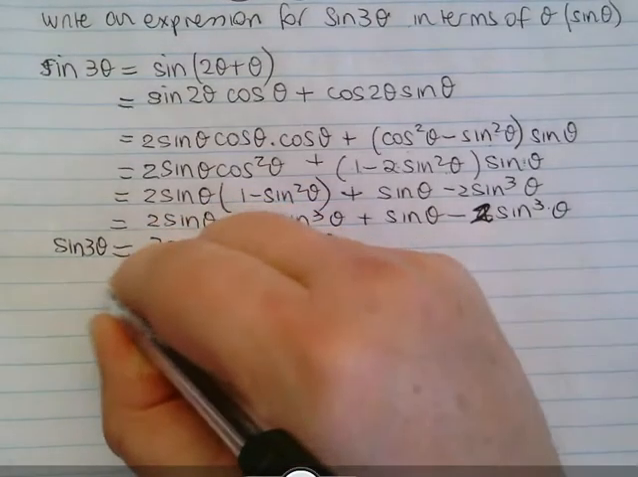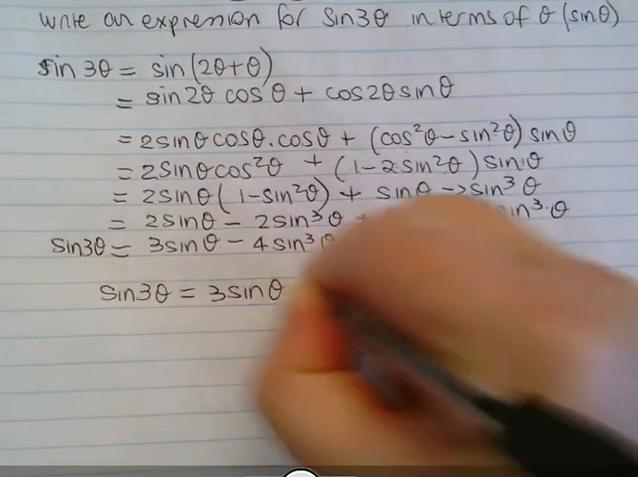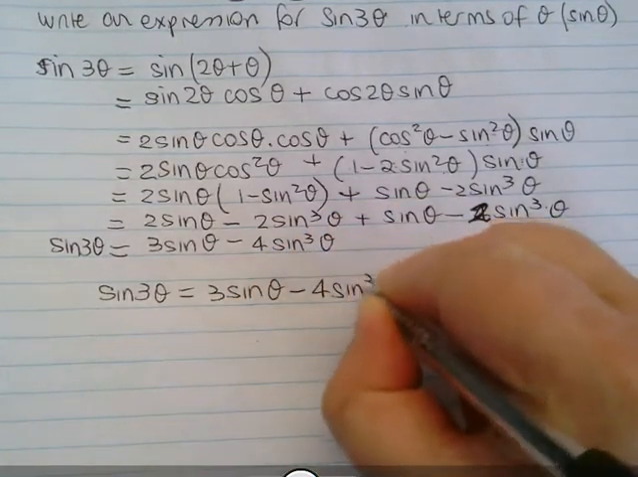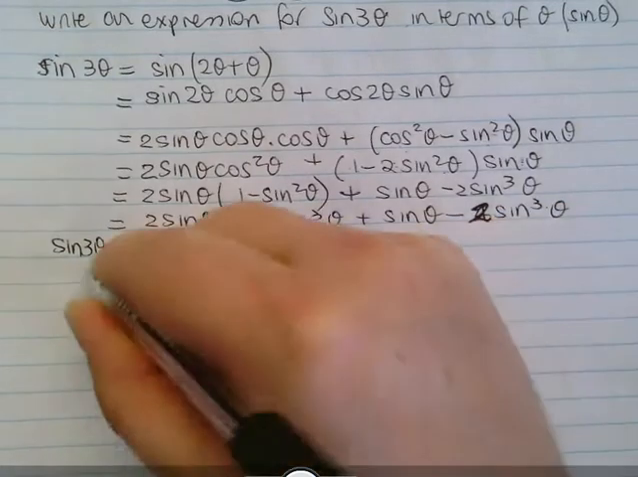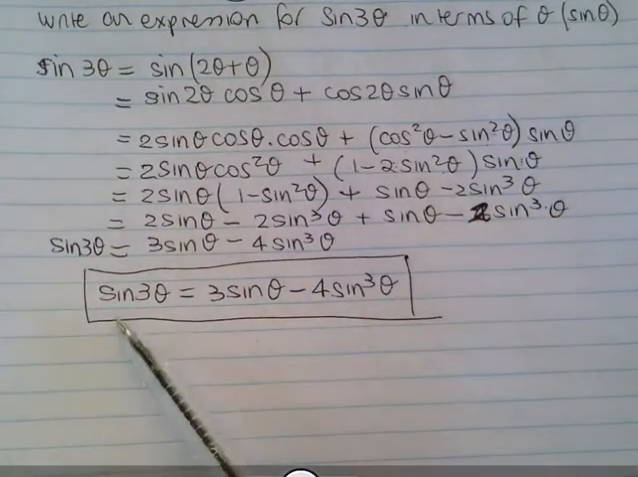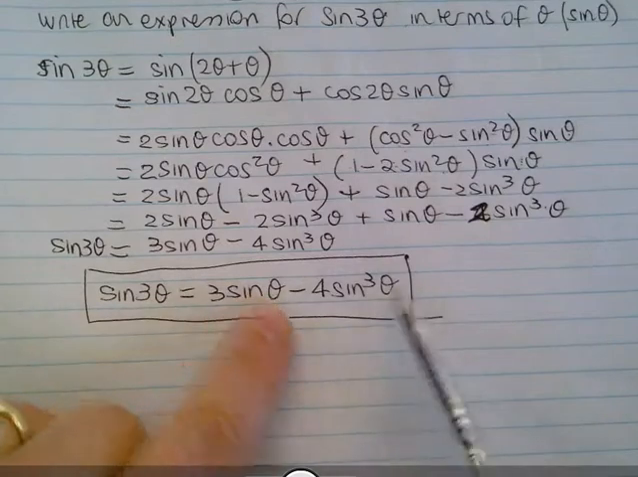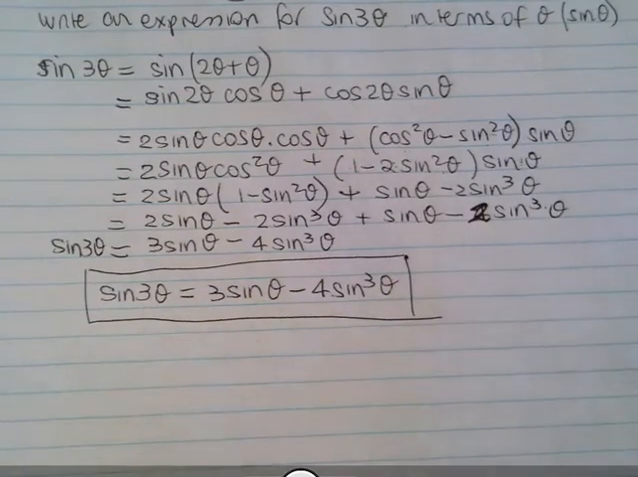Okay, so you'll sometimes be asked to derive that result. You won't be expected to know it, okay? But you should be familiar with it. See how we've written an expression for sine 3 theta in terms of sine theta, in terms of ordinary sine thetas. No sine 2 thetas, no cos 2 thetas, just all in terms of sine theta.